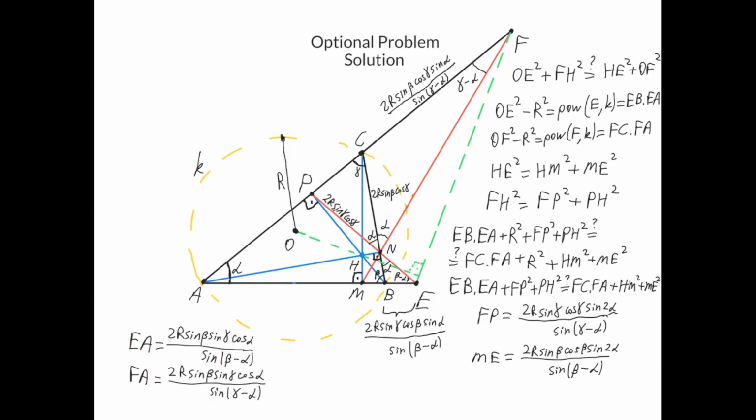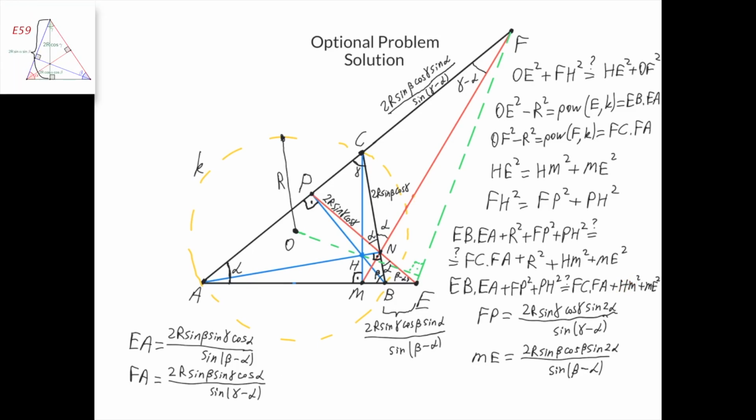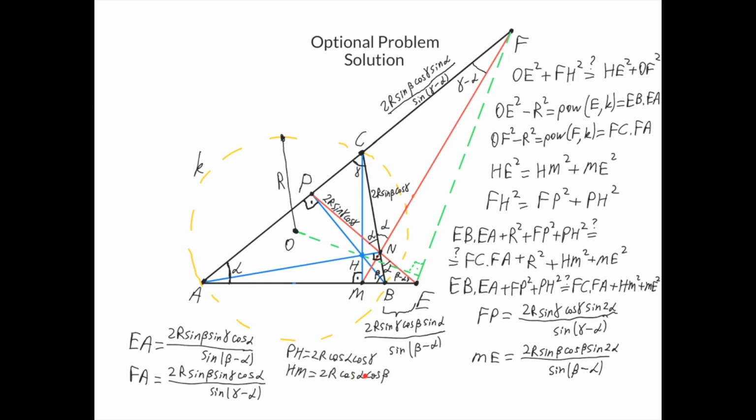The only things left to express from this equality that we need to prove are PH and HM. But we know that PH is 2 times r cosine of gamma cosine of alpha, and HM is 2 times r cosine of alpha cosine of beta. So we get these two equalities. And now that we've expressed all the terms in this equality that we need to prove in terms of r and the sines and cosines of the angles of the triangle, we can get something that we can prove. I rewrote the value of FC and put it here.